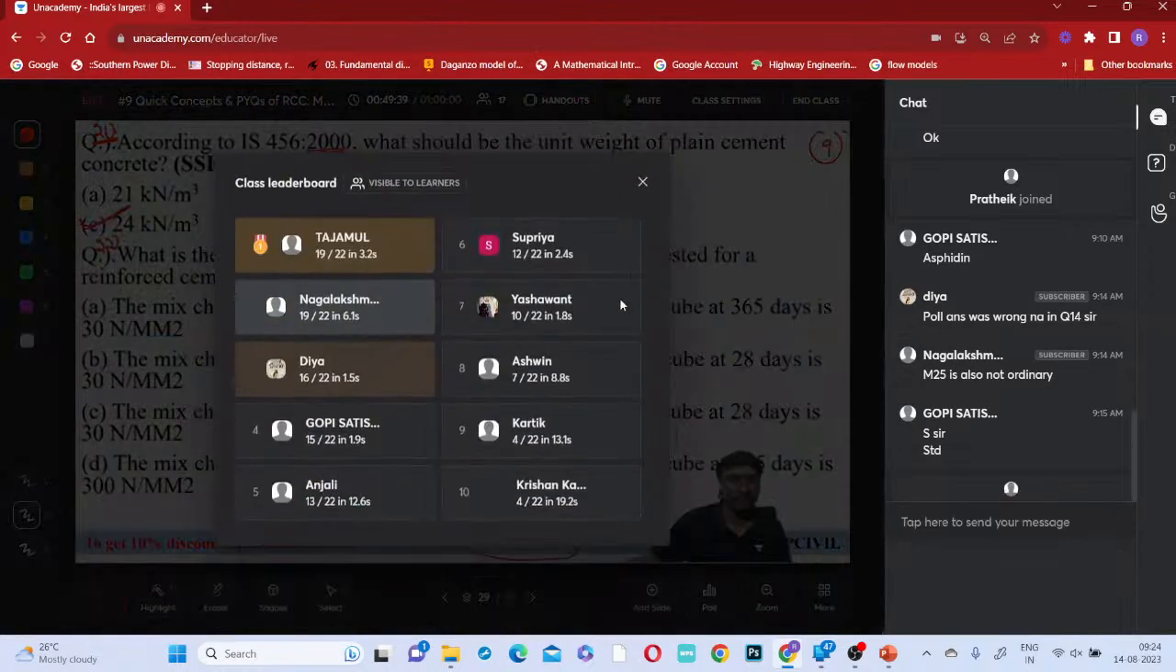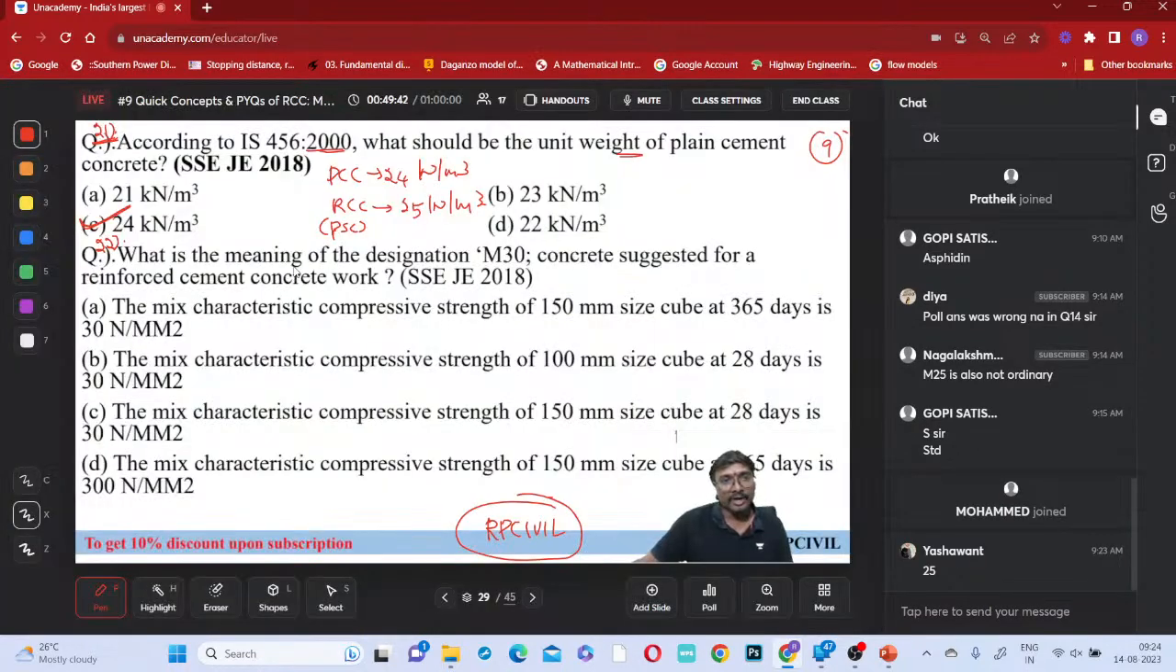This is the leaderboard. What is the meaning of the designation M30 concrete suggested for reinforced cement concrete work? The mix characteristic compressive strength of 150 mm cube at 365 days? No. Of 100 mm cube? No. The mix characteristic compressive strength of 150 millimeter cube at 28 days is 30 Newton per millimeter square. So option C will be the correct answer.